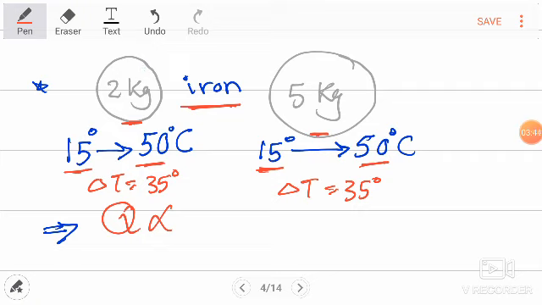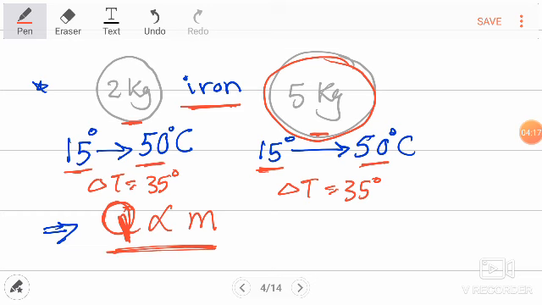You have a cup of water and a larger container of water. Which one needs a larger amount of heat, will be heated for a longer time? Of course, the 5 kilogram. Larger mass needs a larger amount of heat. So Q is directly proportional with the mass, M. So Q is directly proportional with M.